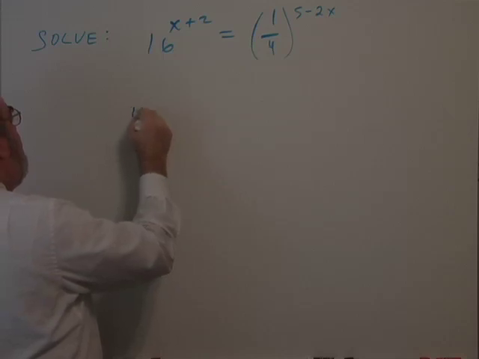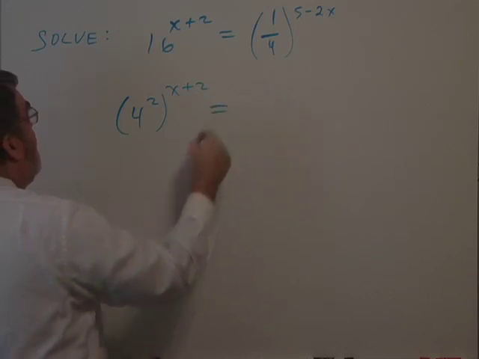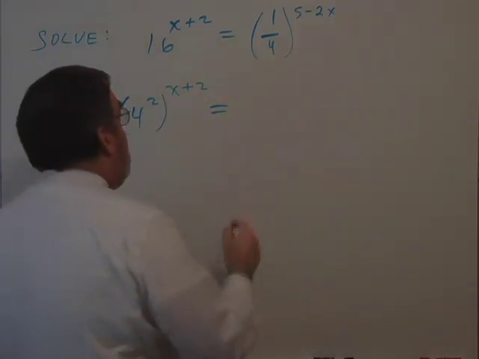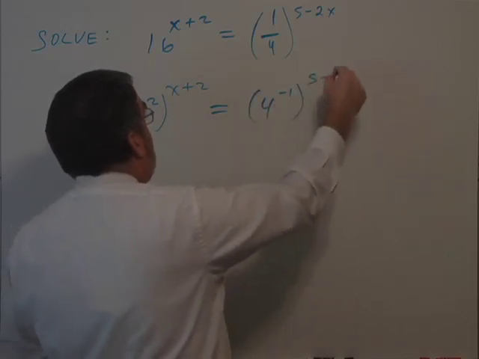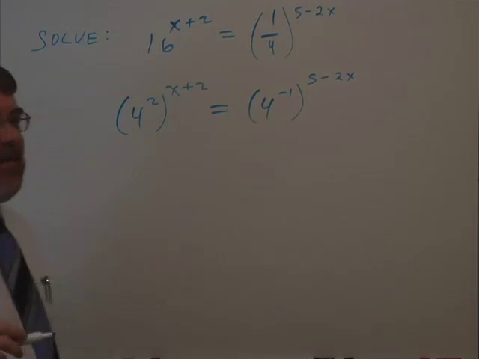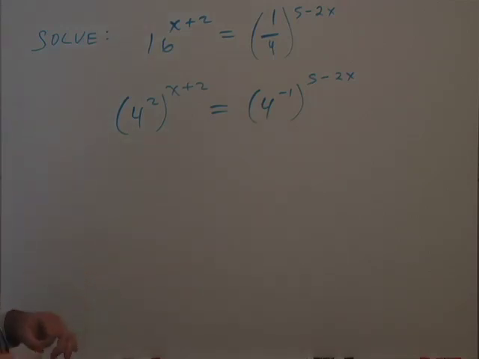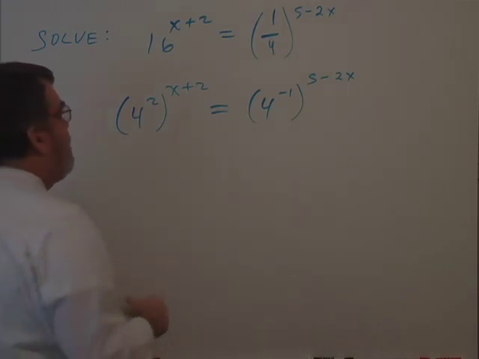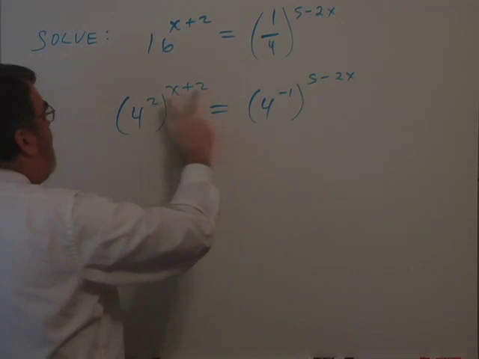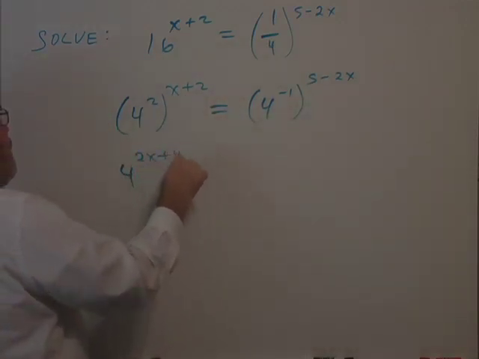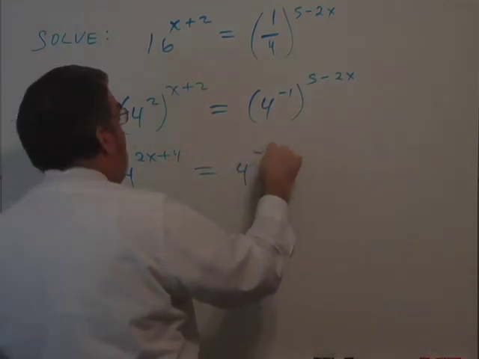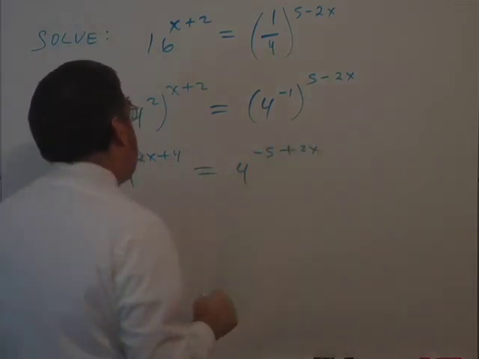16 is 4 to the 2nd power, and this will be raised to the x plus 2. And on the right side, 1/4 is 4 to the negative 1 power. I wanted to get a problem in with the negative exponent here because some students are kind of rusty at negative exponents at this point in the course. So again, I'm going to multiply the exponents out. We've got 4 to the 2x plus 4 equals 4 to the negative 5 plus 2x.